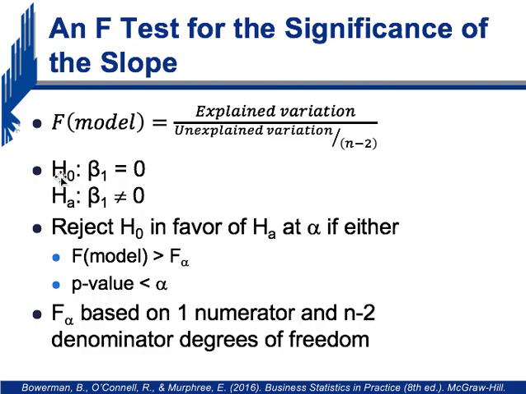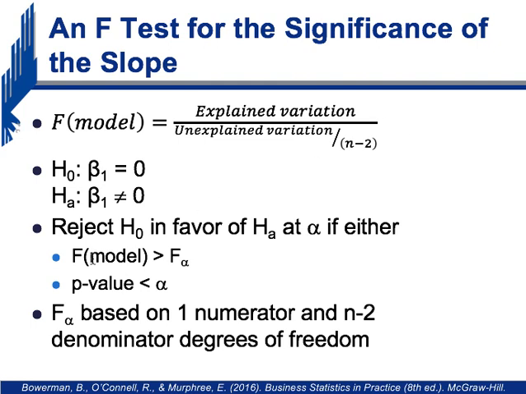Now, we can also perform an overall F-test for the significance of the relationship between x and y. The F-test statistic is computed using this formula: the explained variation over the unexplained variation divided by n minus 2. In this test, the null and the alternative hypotheses are similar to the hypotheses in the previous slides, and the rejection rules are the same.